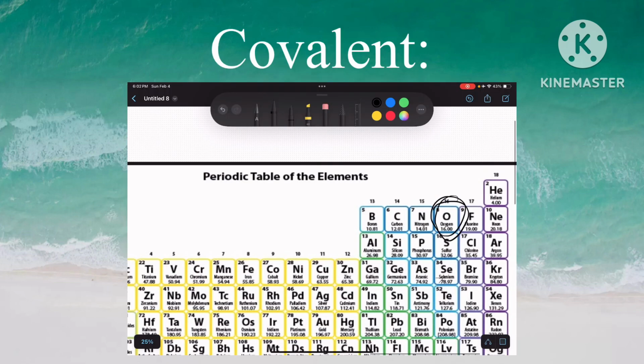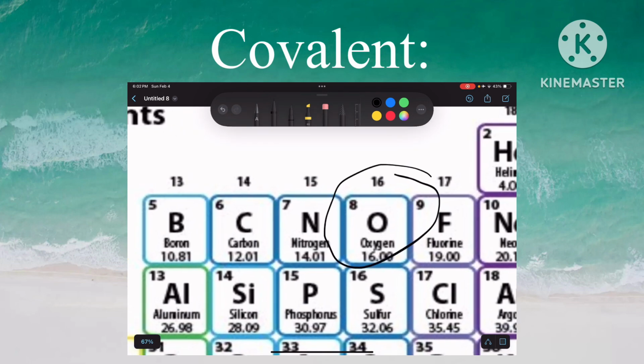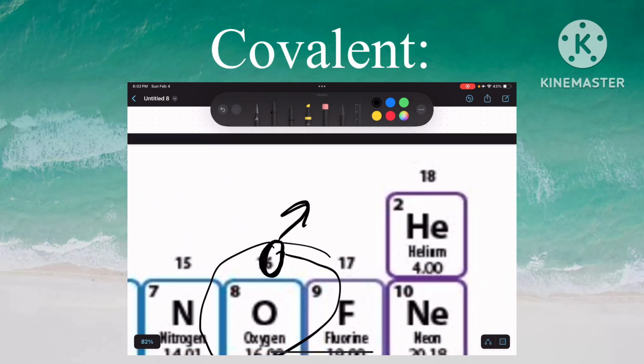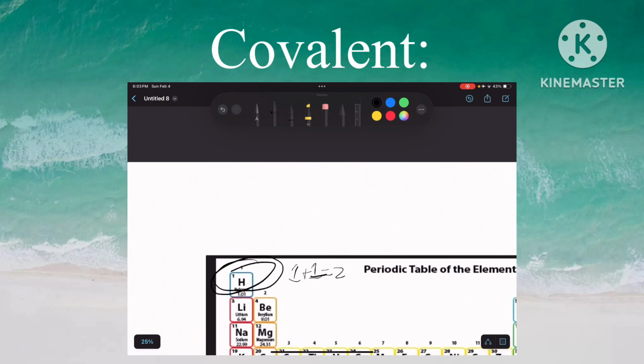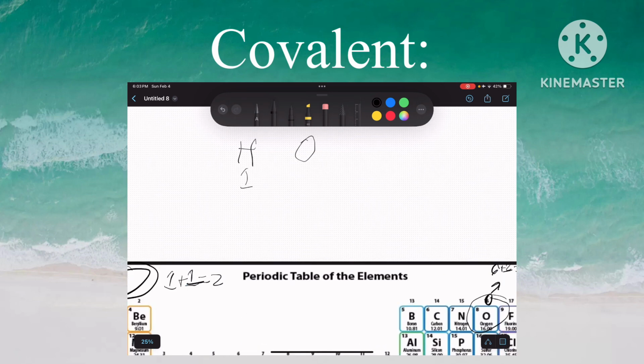And oxygen, I'm pretty sure we pretty much all know what that compound is. So if there's 6 right here, 6 plus what needs to gain to 8? 6, 7, 8, 2. So oxygen needs to gain 2. Hydrogen needs to gain what to get to 2? It needs to gain 1. All right, so H, gain 1. O, gain 2. H2O, H2O.